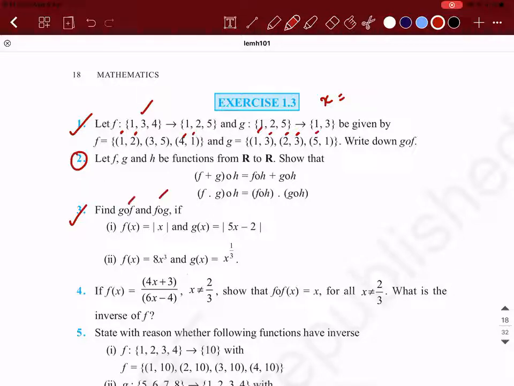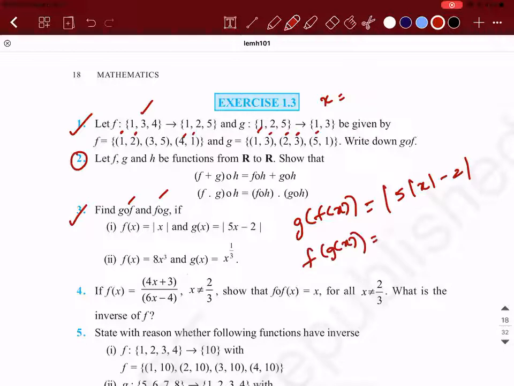So find g circle f and f circle g if f of x is equal to mod x. So what is g circle f, guys? It is mod of 5 mod x minus 2. Correct? Now f of g of x is mod of modulus of 5x minus 2. So 5x minus 2 within a modulus itself is a positive value. So mod of mod is mod itself.